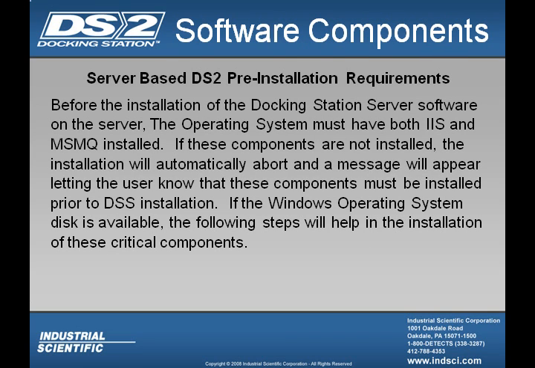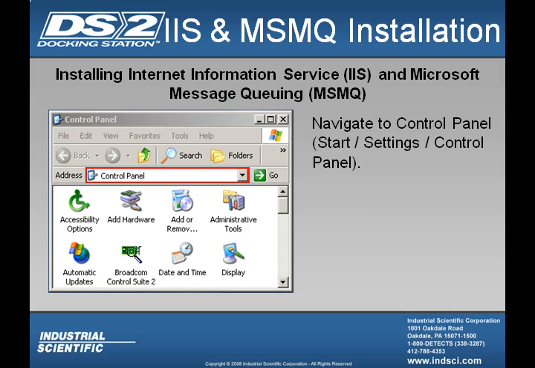Before the installation of the docking station server software on the server, the operating system must have both IIS and MSMQ installed. If these components are not installed, the installation will automatically abort, and a message will appear letting the user know that these components must be installed prior to DSS installation. If the Windows operating system disk is available, the following steps will help in the installation of these critical components.